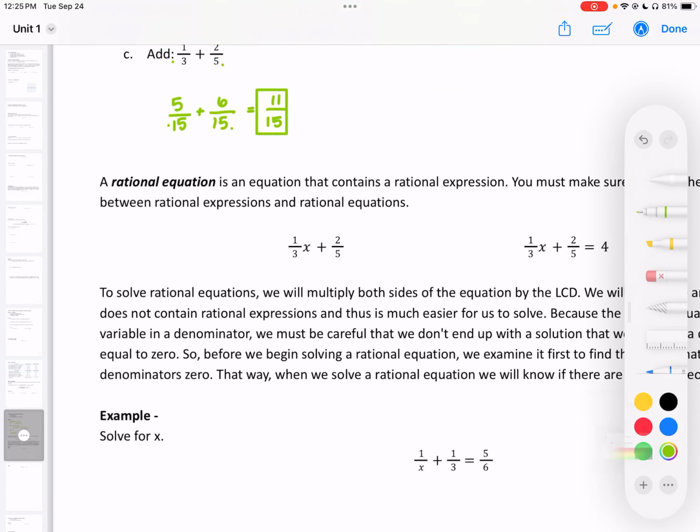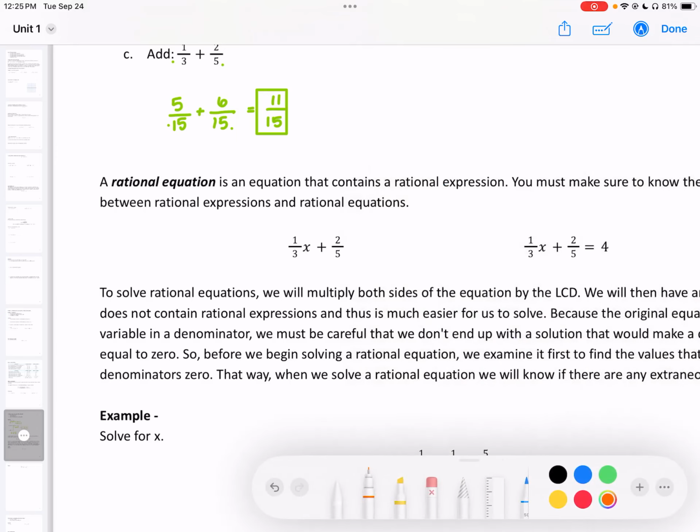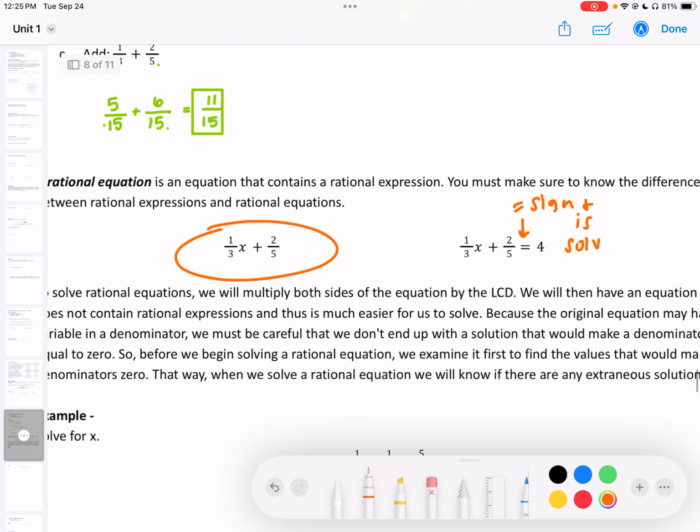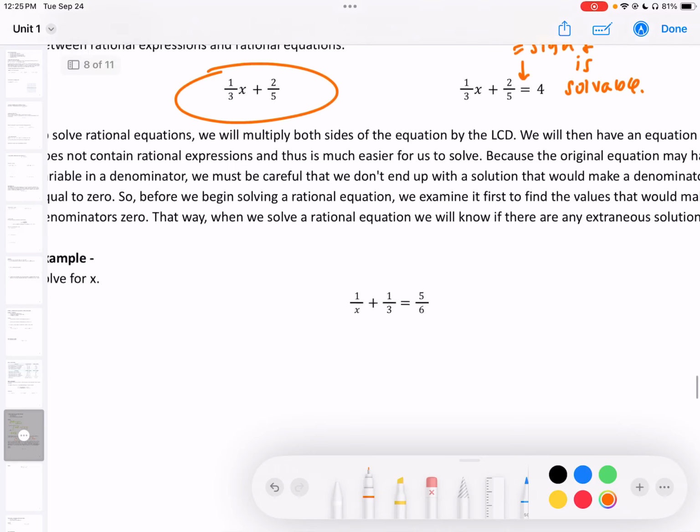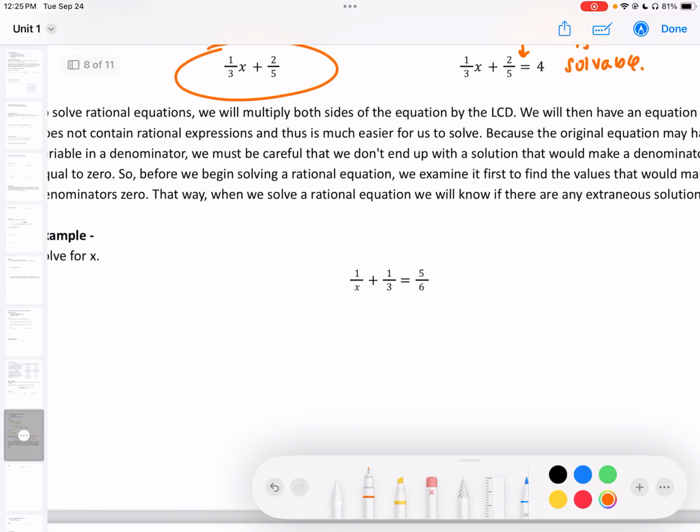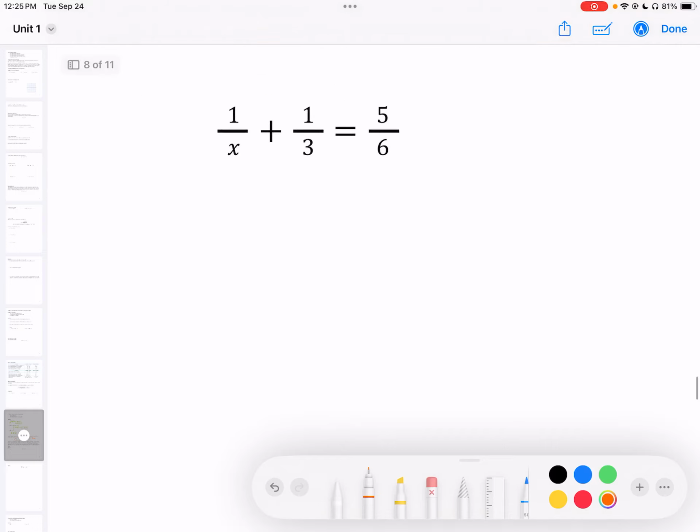Let's talk about rational equations versus rational expressions. An expression does not have an equal sign, whereas an equation has an equal sign and is solvable. Okay, that is the main difference. Now, sometimes we have to solve them. And so it'll be a fraction plus a fraction equals another fraction. And we need to make sure they all have a common denominator. So let's look at this.